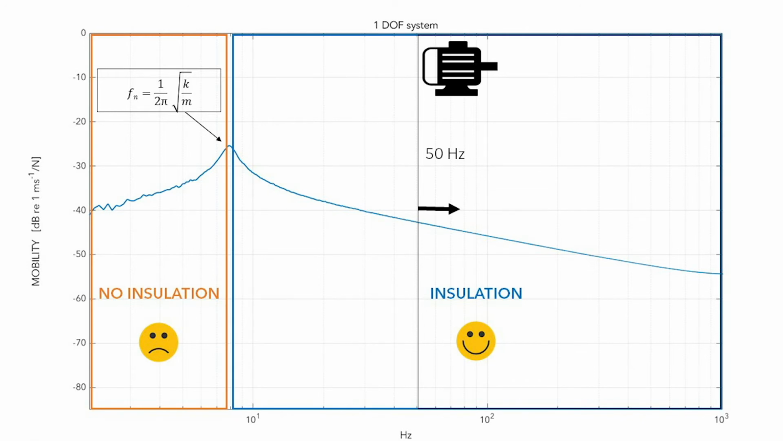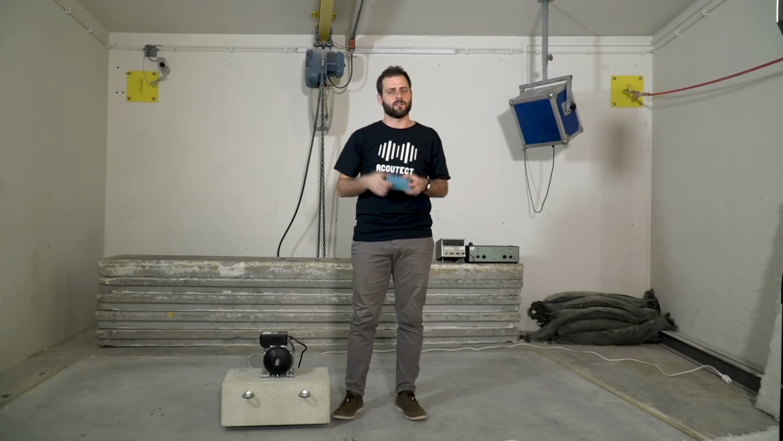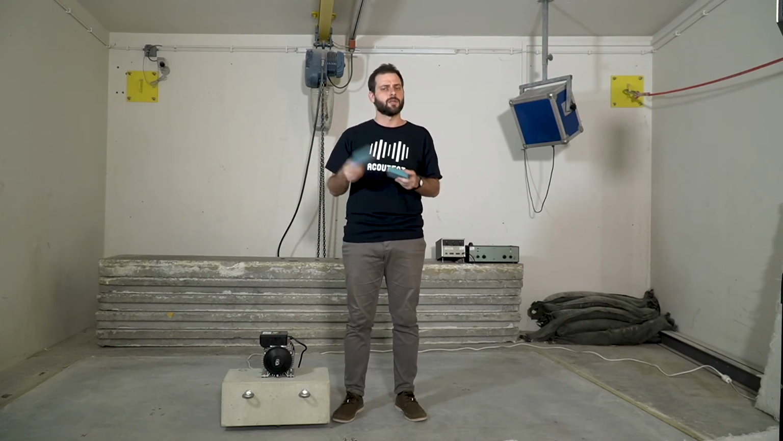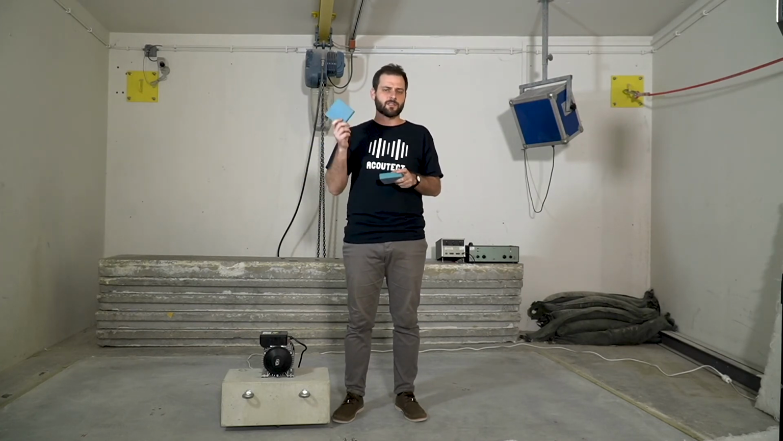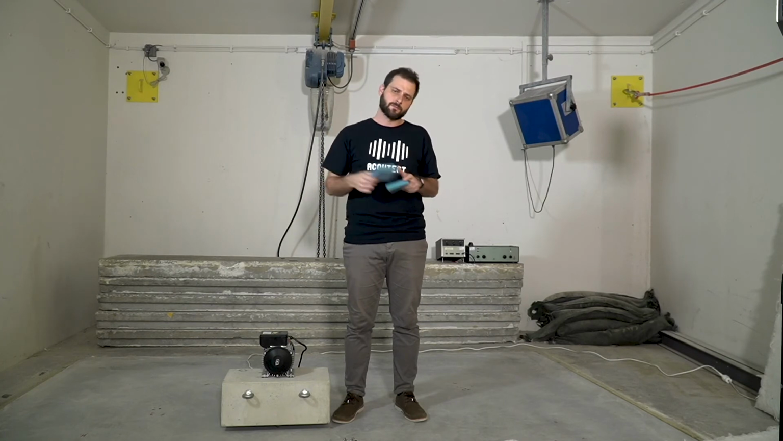So, assuming the mass of our machine is constant and we know the frequency of the source activity, the stiffness of our dampening material is the quantity we need to set in order to tune the system. Here I have some rubber pads which I have chosen for their stiffness in order to effectively dampen the vibrations from the motor. Let's install them between the motor and the floor, and let's hear the effect.